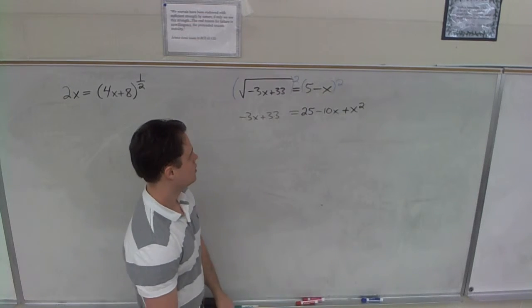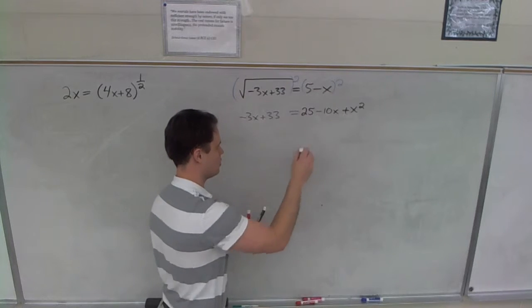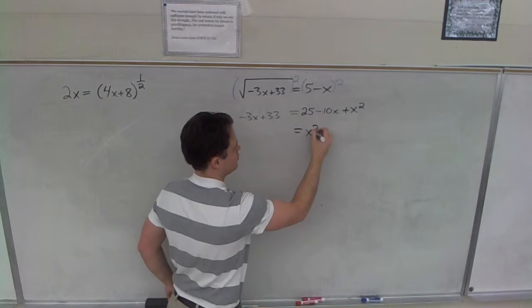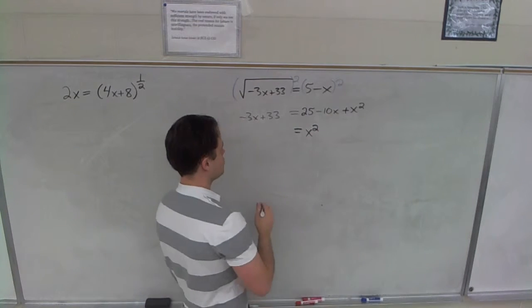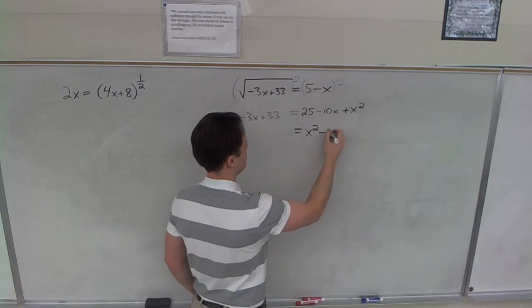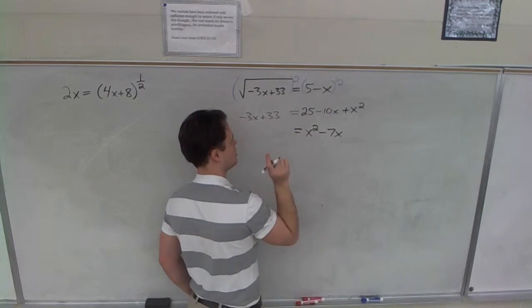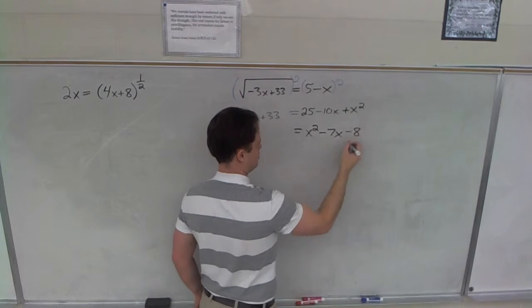Okay. It's a quadratic, so that means I need to set it to 0, so I'm going to move these guys over there. You can move stuff wherever you want, but positive x squared's over here, I like it being positive, that's easier to factor. So I'm going to say x squared, I'm going to add 3x, so that's going to be -7. I'm going to subtract 33 on both sides. So, -8. Okay.